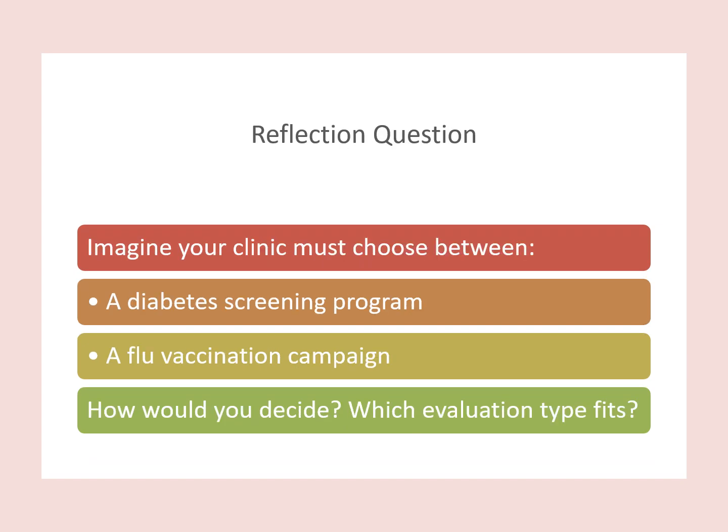Reflection questions. Imagine you have a clinic. You must choose between a diabetes screening program versus a full vaccination campaign. How would you decide which evaluation type fits? To give some hints, if the aim in life is to increase financial performance, choose the one that will give you the most revenue, or the one that will reduce the highest cost. In this case, if the diabetes screening program creates more patients to see you, and the benefit goes to you, if you manage to capture the value, go for that.